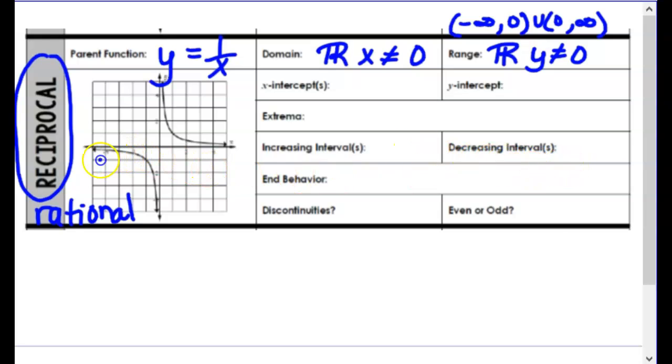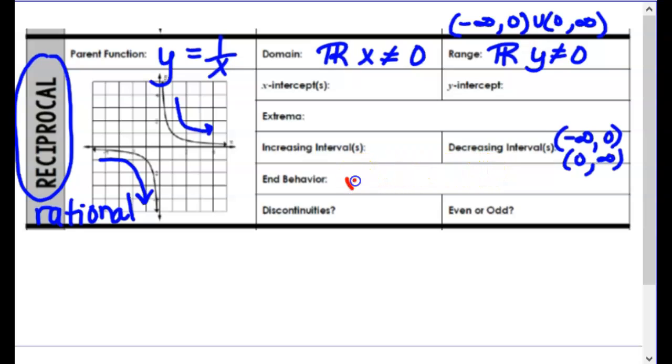It is actually always decreasing from -infinity to 0, and then again from 0 to infinity. That's because of the domain. Remember, the intervals are domain intervals, and since it has no value at 0, you have to state it in two pieces.